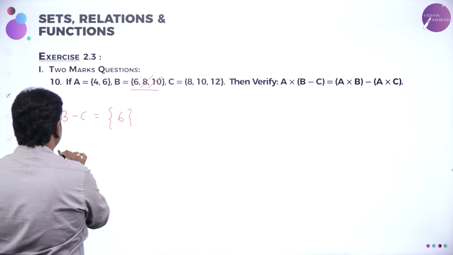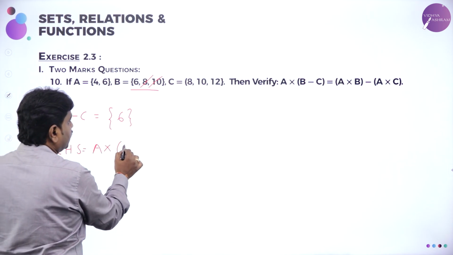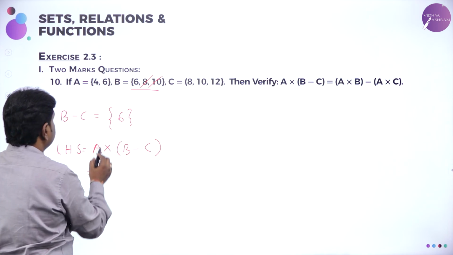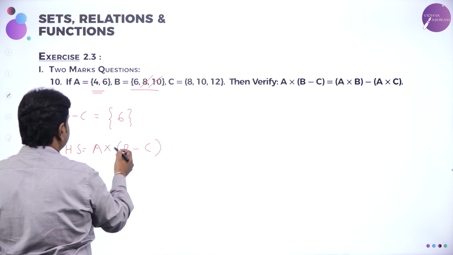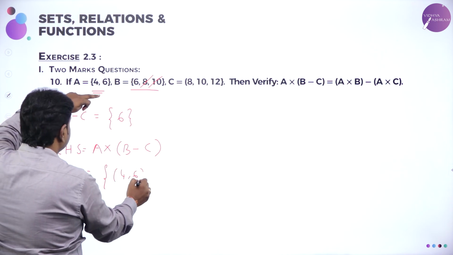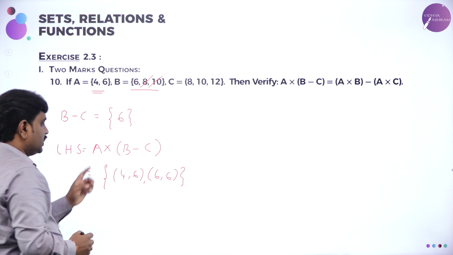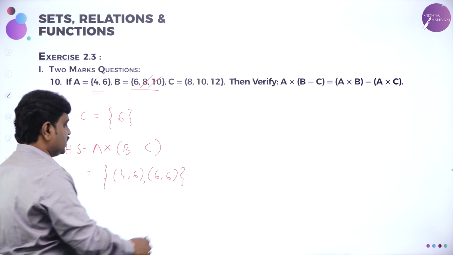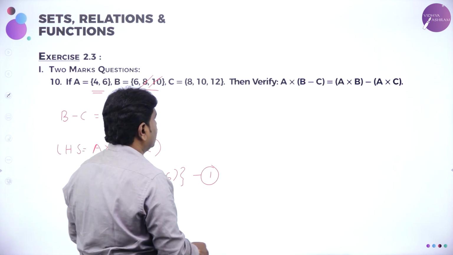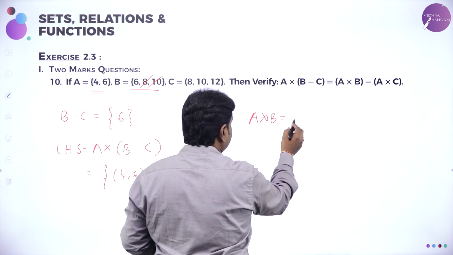Then find LHS. What is LHS? A cross (B minus C): A is this, B minus C you have here. You club this, then it will become (4, 6), (6, 6). This is A cross (B minus C), call it equation 1. Then you go to the RHS. What is RHS? A cross B minus A cross C.